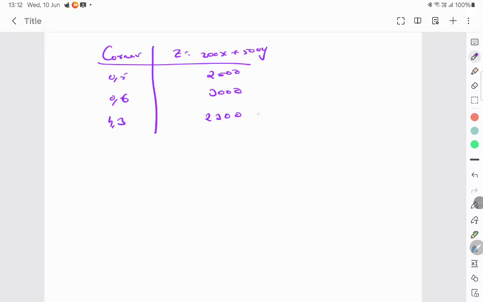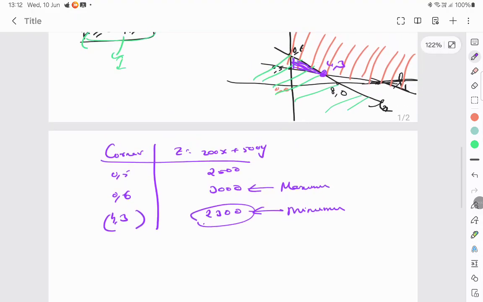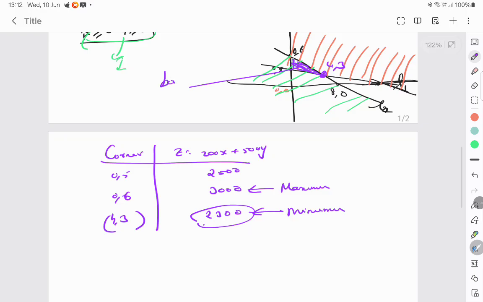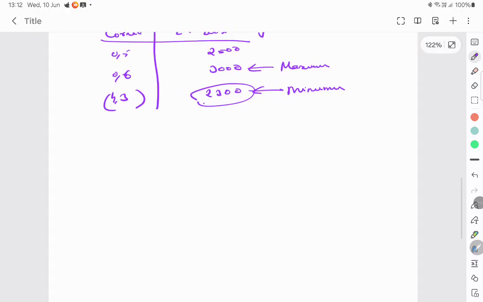So you see which is the maximum here and which is the minimum. 3000 is the maximum and this is my minimum, and the minimum is what the question asks. Minimum occurs at the point 4 comma 3, so this is the minimum value, 2300, of the objective function. And here again it's a bounded feasible region. Okay, so that's about it. Let's go to the next question.